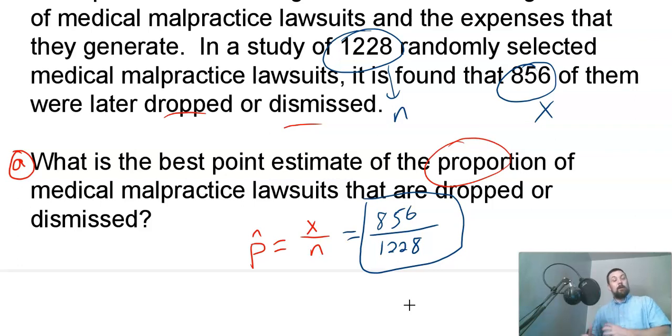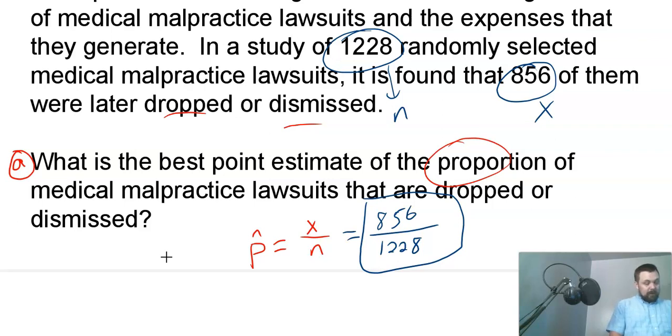The thing we're about to learn how to do is to come up with a range of estimates, not just one number, but a range of possible values. That's what we're about to start working on. But if I have to pick just one number to estimate the population proportion, this would be the best number. Now, if my stat lab says type your answer exactly, you want to leave it as a fraction. But if it says round to however many decimal places, that means you want to convert it to a decimal. So plug it in your calculator.